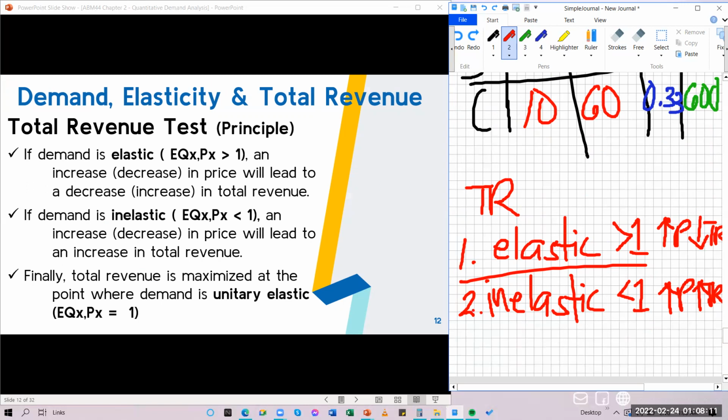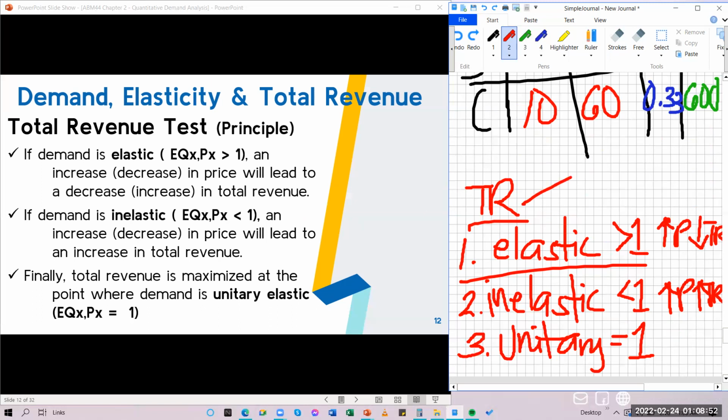So that's for inelastic. And lastly, for total revenue, we have unitary elastic, which equals 1. The total revenue is maximized at the point where demand is unitary elastic. So it is maximized, like an equilibrium. So it is perfect. Everyone is buying, you earn at the same time, and your products get sold out. So that is for the total revenue.